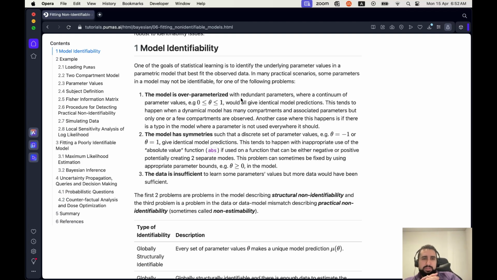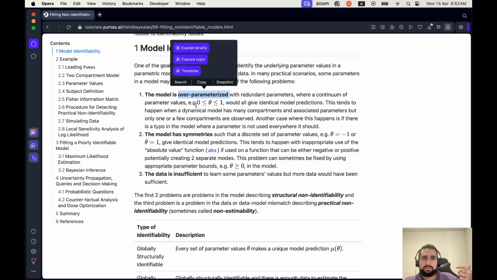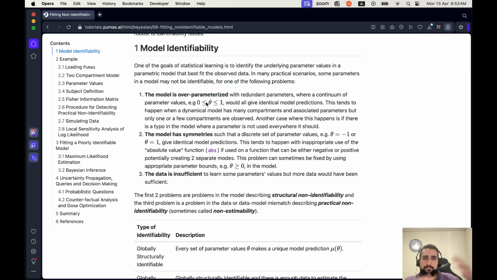Another case is where you have not a whole continuum of values. The first case, over-parameterization, often gives you a whole continuum of values, like maybe theta from 0 to 1, all of which give you the same prediction. But you could also have discrete but disconnected values. So maybe theta equals -1 and theta equals 1 give you the same model prediction.